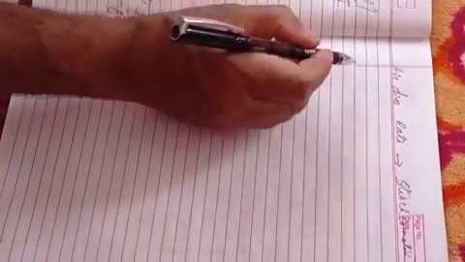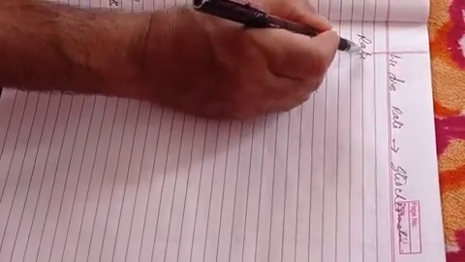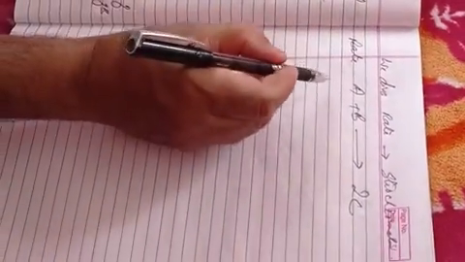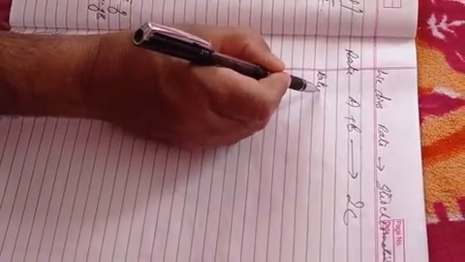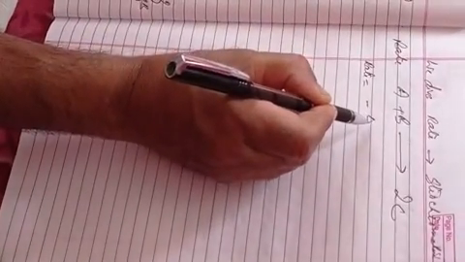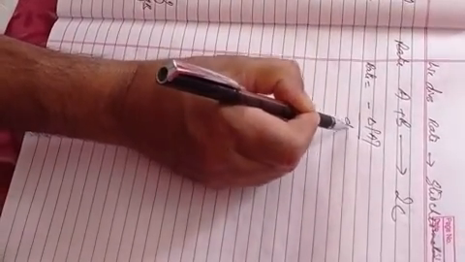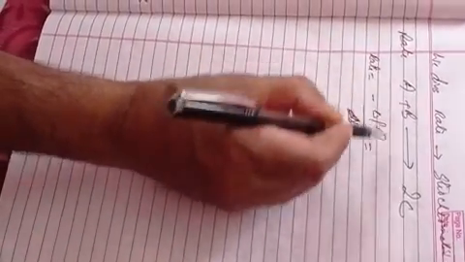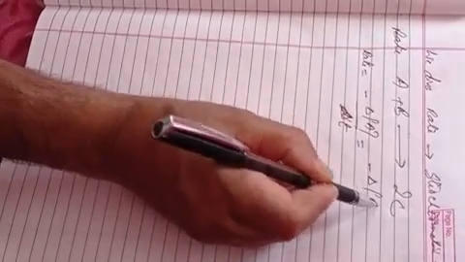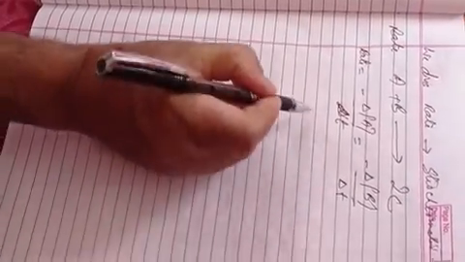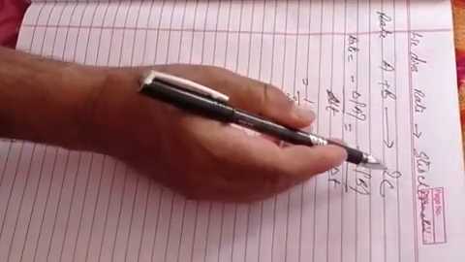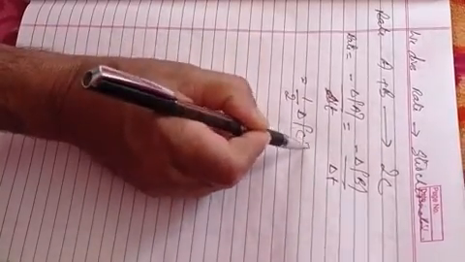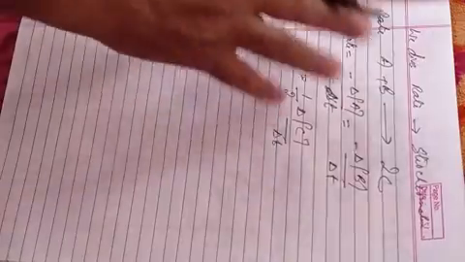So in this reaction, I will write here A plus B gives twice C. So the rate is equal to minus Δ concentration of A divided by Δt is equal to minus Δ concentration of B divided by Δt is equal to 1 by 2, because the stoichiometric coefficient is 2, 1 by 2 Δ concentration of C divided by Δt. So this is how we can write the rate.